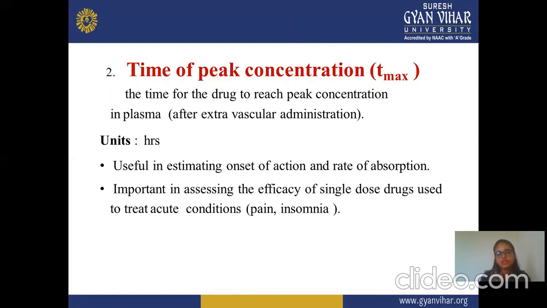This means you check the estimating onset of action, or how much effect is produced in that particular absorption time. Its importance is in assessing the efficacy of a single dose drug used to treat acute conditions like pain or insomnia. Mainly you see how much time is required to show the effect, or reach the onset of action, and the rate of absorption. This is a check for efficacy of a single dose drug formulation in treating acute conditions like pain and insomnia with the help of peak plasma concentration. So this is the time for peak concentration.